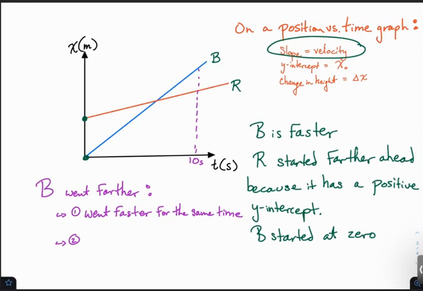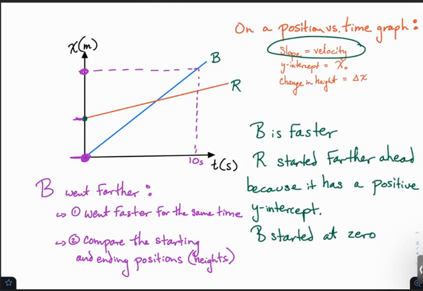And the second reason is because if I look at where it started right here, and if I look at where it ended here, compared to R, that started at 0 and only went a little less than halfway up, that means B went a little more than twice as far. So there's why B went farther.